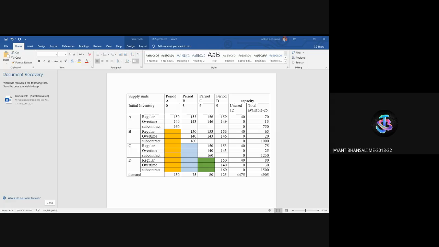Yes, ma'am. Okay. In the last class, we saw how to convert the verbal statement that was given for us into a mathematical model. So we know how to enter the supply units, the demand, and how to make sure our initial inventory is included, and we have given the details for regular, overtime, and subcontract. All those details we have filled, and we have made a table of this format, right? Any doubts here?